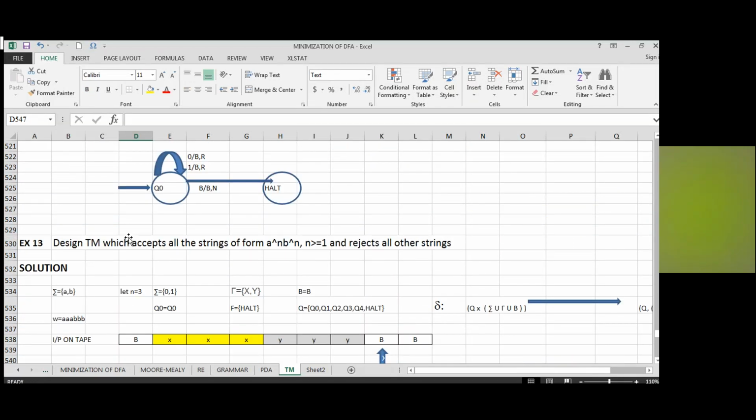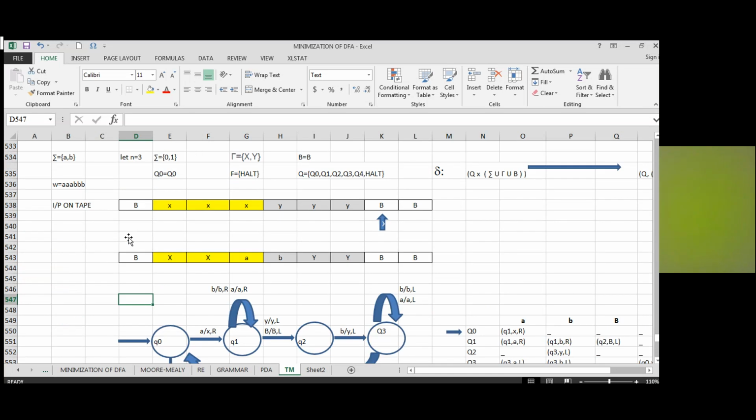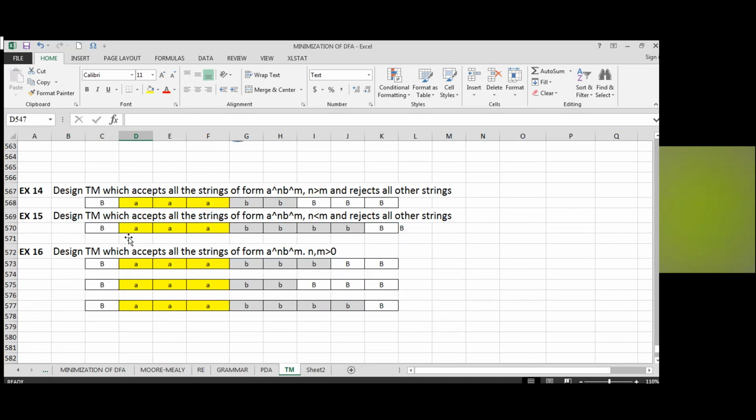This is the example number 13 we have seen. The 14, 15, 16, they are the variations. This will be given as assignment question.